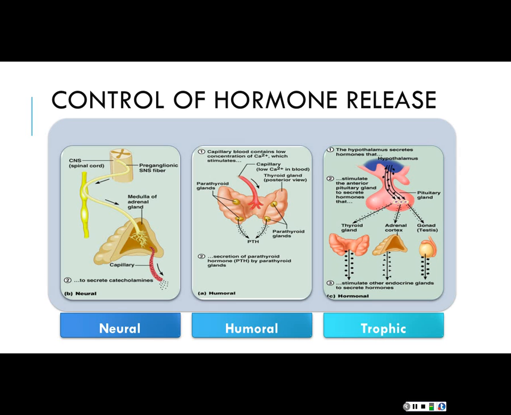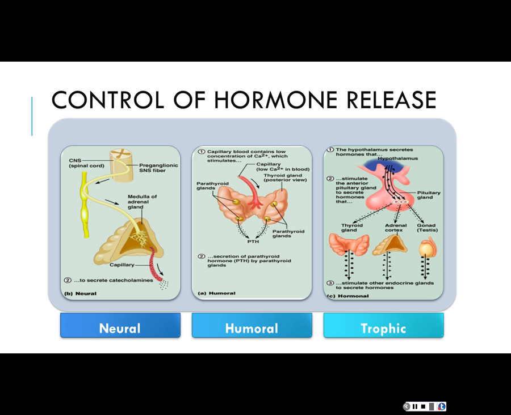Calcium. Blood calcium. What type of levels? Low blood calcium activates the parathyroid gland humorally. So the low blood calcium is a humoral stimulus to the parathyroids to release this hormone called parathyroid hormone.